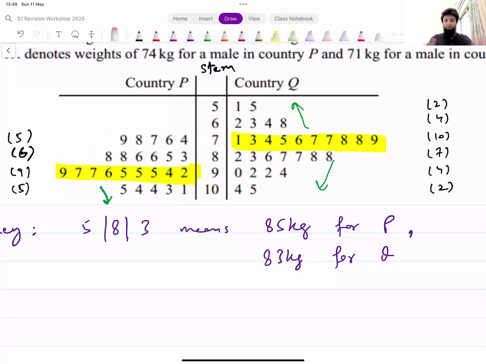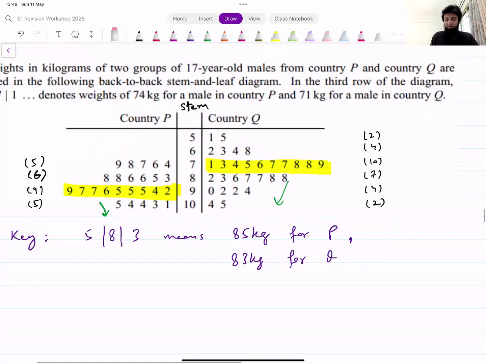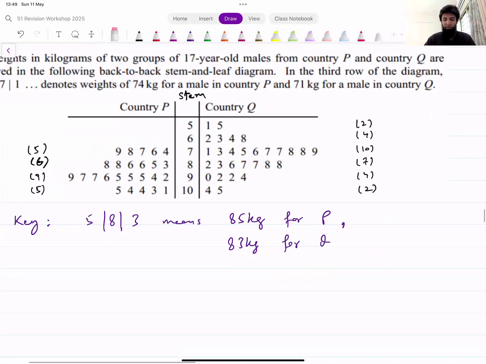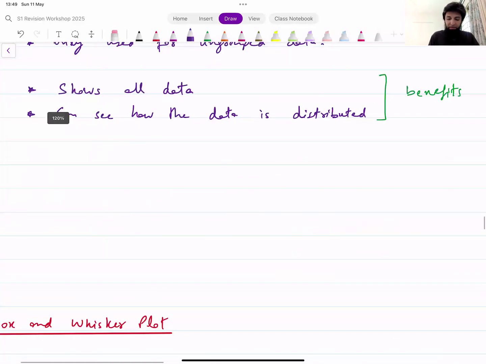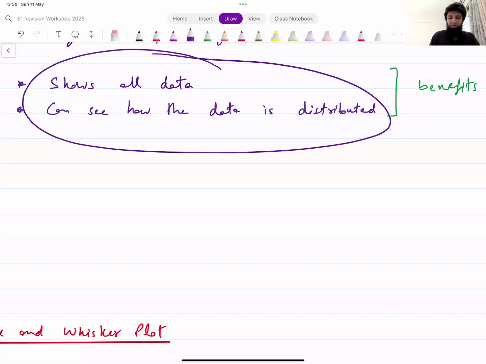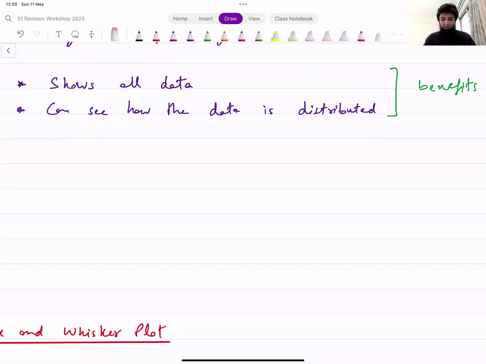Just by looking at the diagram, if you just had numbers written, that would not make it clear where the data is concentrated. But in this diagram, you can see clearly that most of the data for P is in the 90s. For Q, it is in the 70s. So it tells you the distribution of the data, how the data is distributed. That's the other benefit of stem and leaf diagram. You need to memorize these. You sometimes just have to write these down as they are.